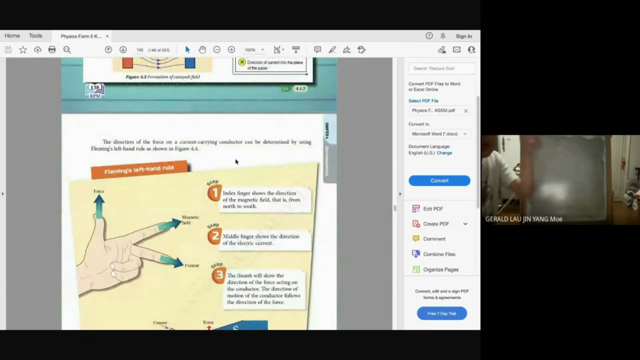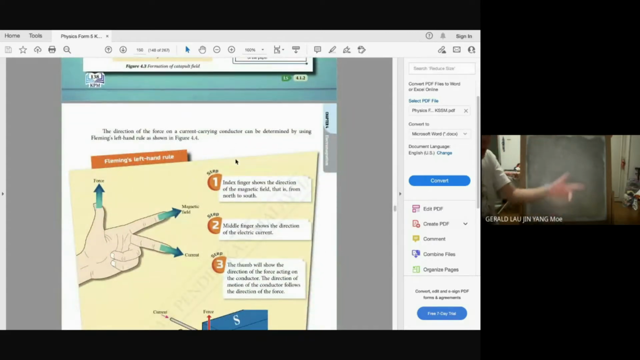Okay, Fleming's left hand rule. Look at the camera over here. You have your three fingers, your thumb, and then your index finger, and then your middle finger. It will always be at 90 degrees like that. First of all, your thumb is moving upwards, index finger to the front, and then your middle finger will be to the right. Okay, so this is your Fleming's left hand rule.